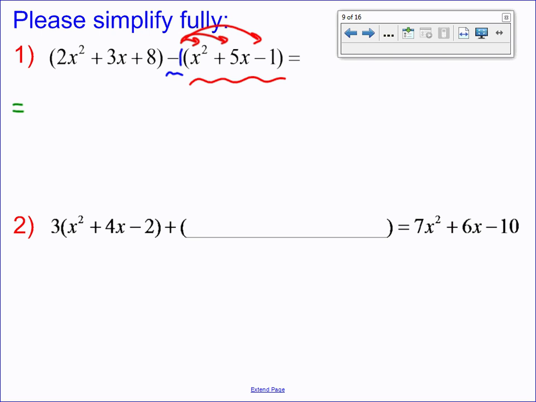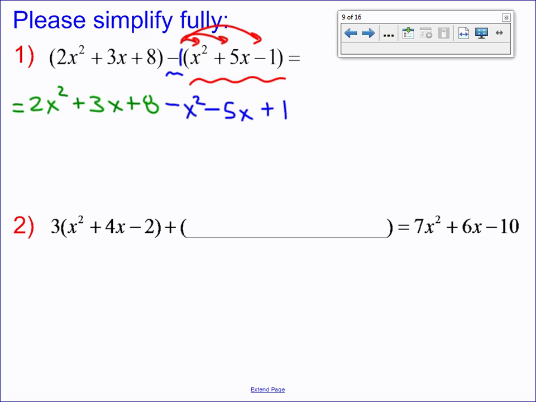And so my first polynomial remains 2x squared plus 3x plus 8. And then my second polynomial, when I distribute the negative through, becomes -x squared minus 5x plus 1. Does everybody see where the sign change comes from? We're applying that negative to every single term in that second set of parentheses. So everybody's sign changes. Now we can go ahead and combine like terms.